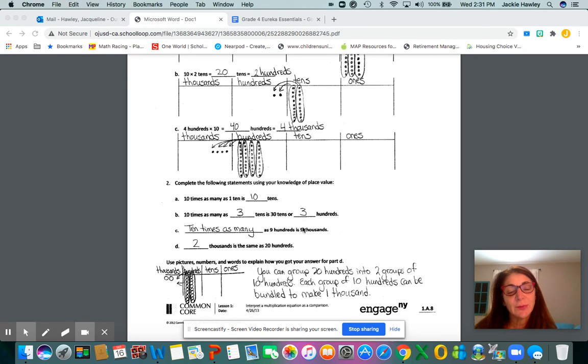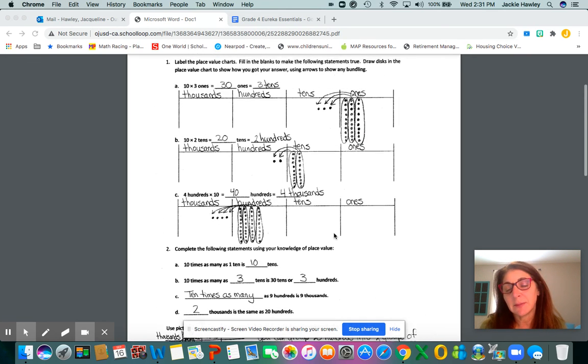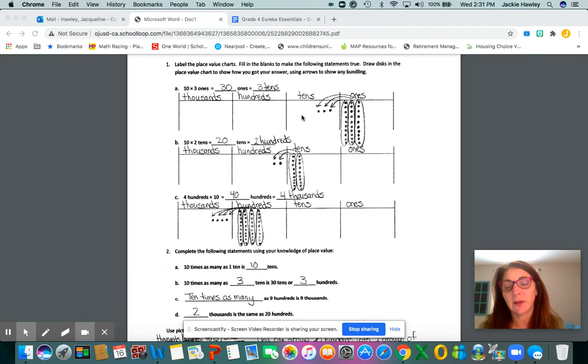So if you read through these and really think about that terminology, you're going to use the word 10 times a lot, okay? So letter C, 10 times, because that's the phrase. Notice it's everywhere. 10 times as many, 10 times as many. Usually there's a pattern in those workbooks. So I want you to try to do page 1 and page 2 in your workbook.